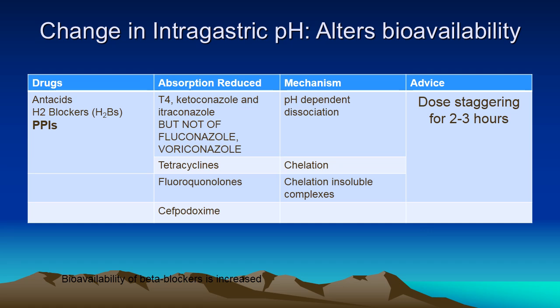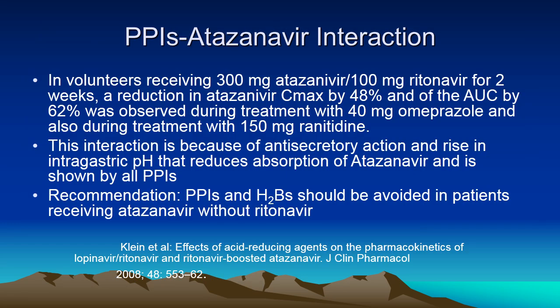Now, change in the intragastric pH alters bioavailability, as is well known, whether it is done by H2 receptor blockers, antacids, or PPIs. And absorption of thyroxine, ketoconazole, itraconazole is reduced, but not of fluconazole or voriconazole. Therefore, these are the choices when concurrent PPI is used. Tetracycline, fluoroquinolone, cefpodoxime, they all will be poorly absorbed in the presence of elevated pH.